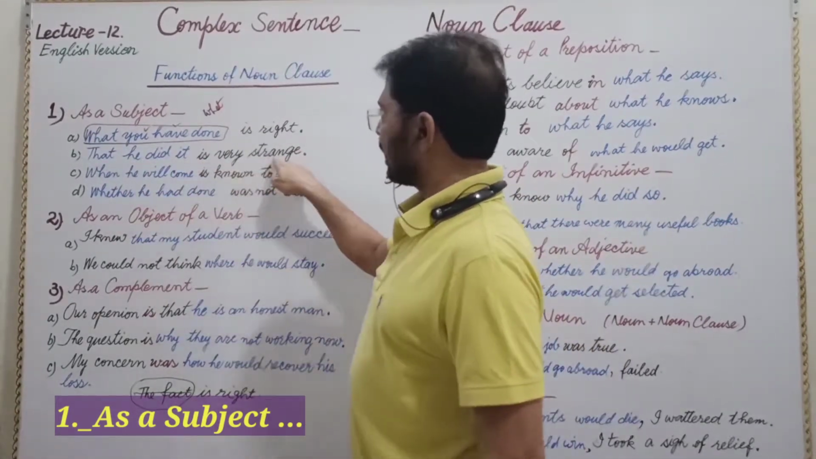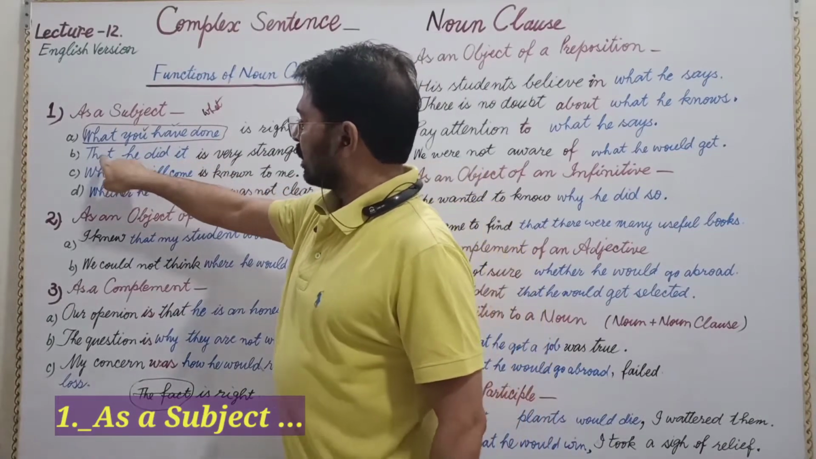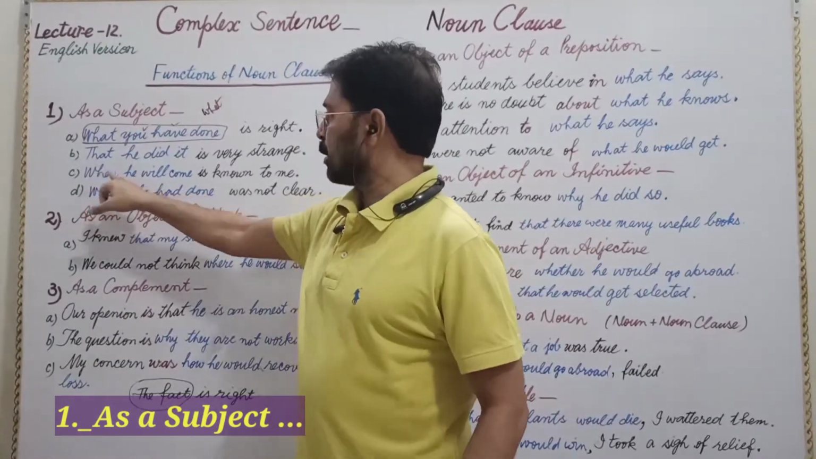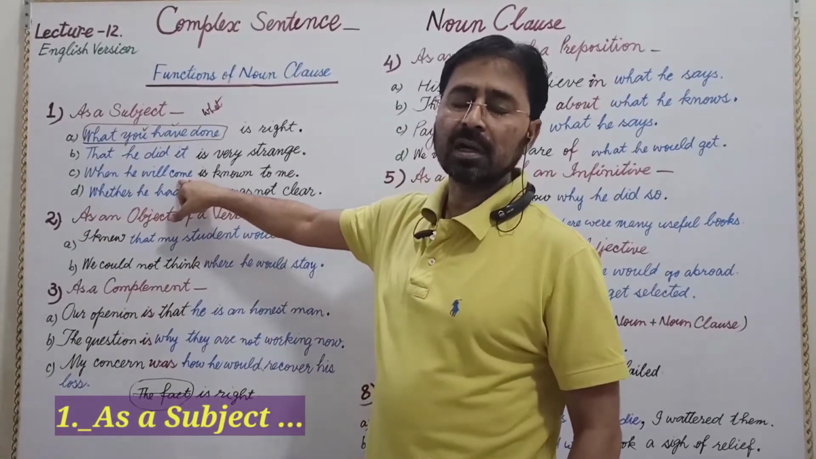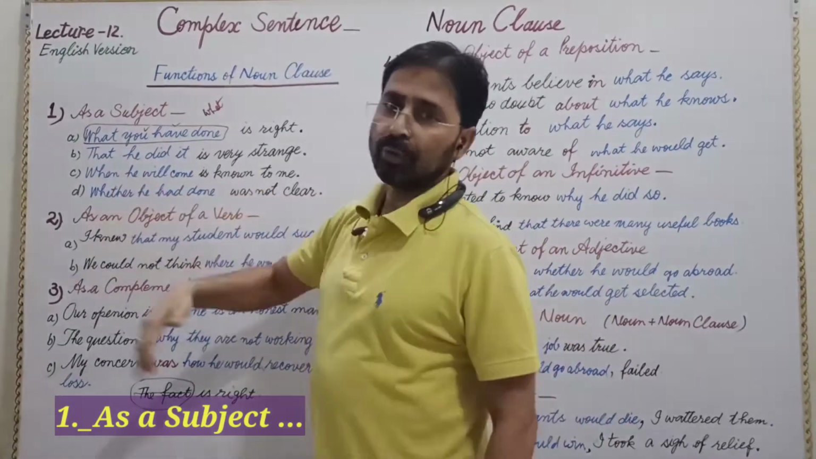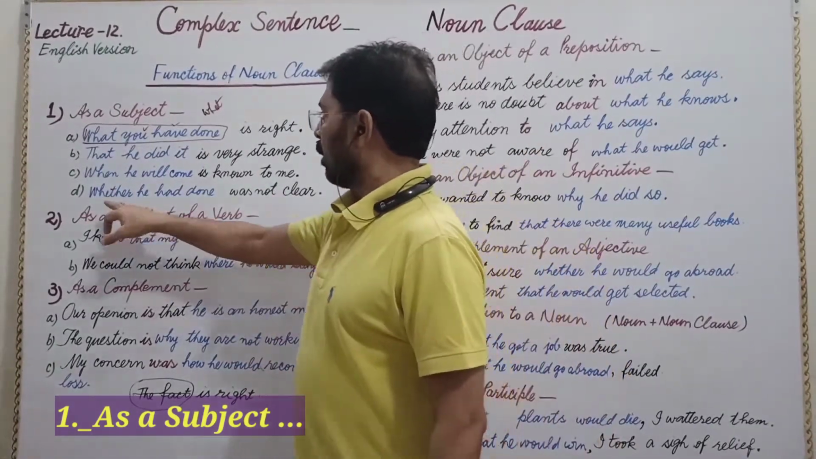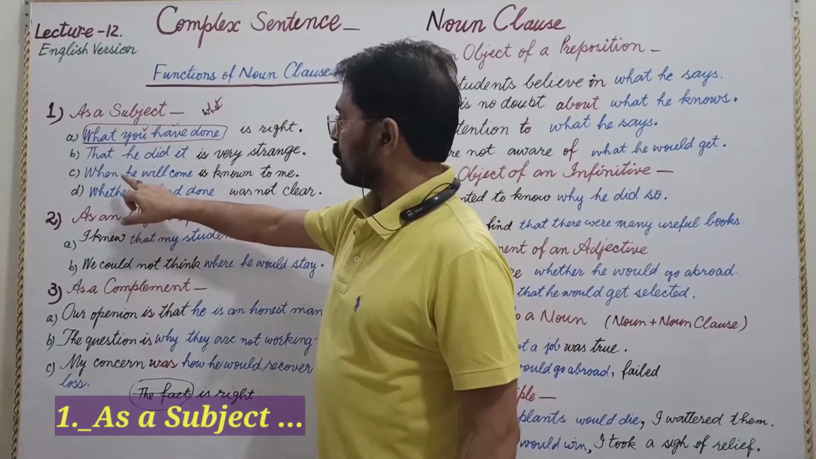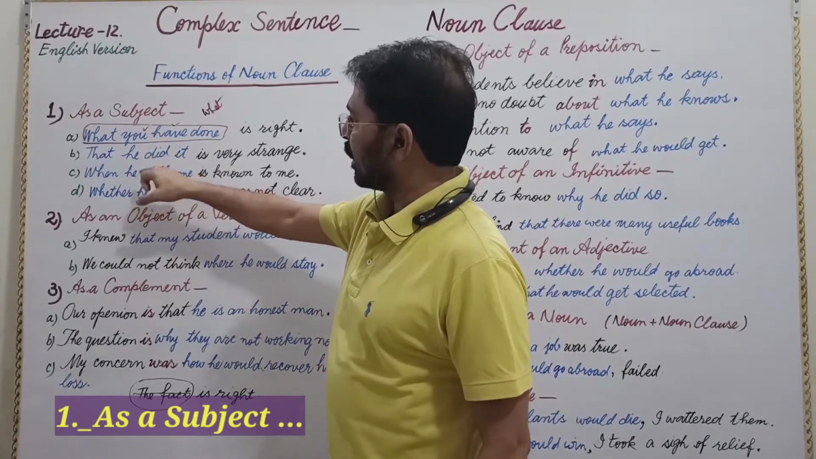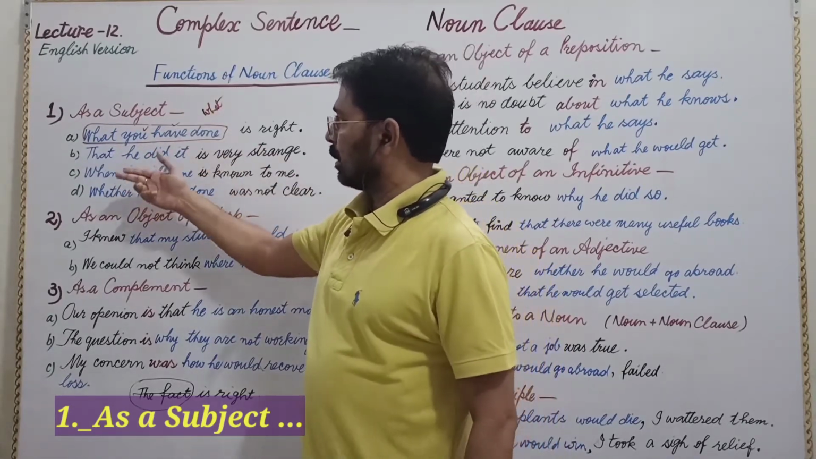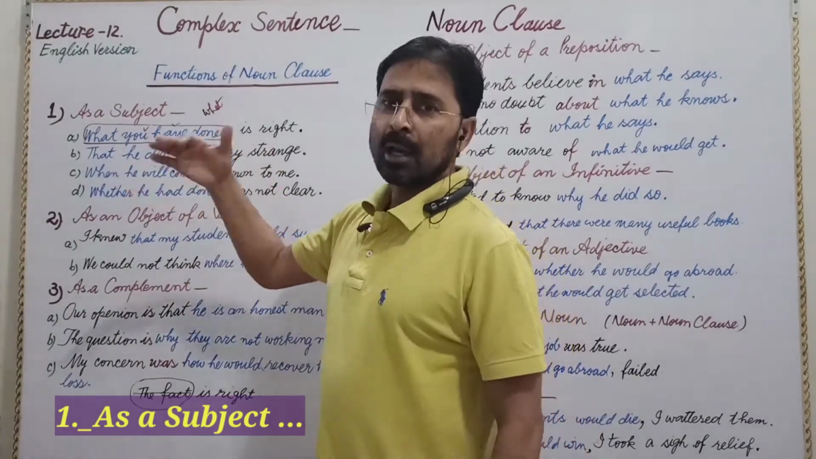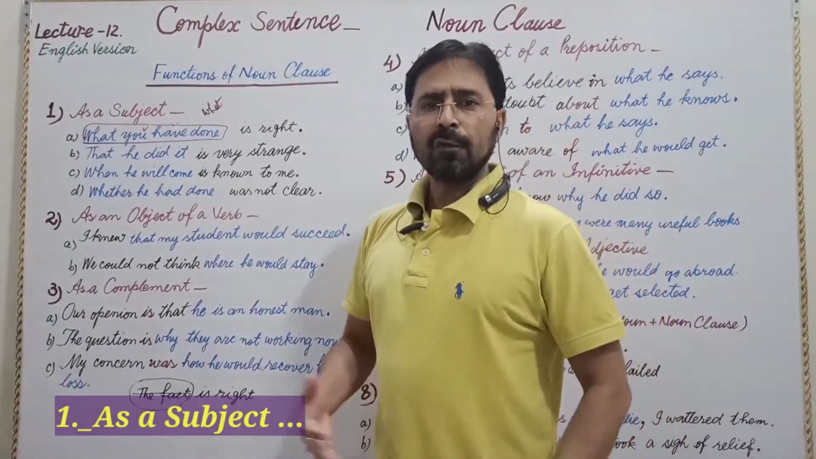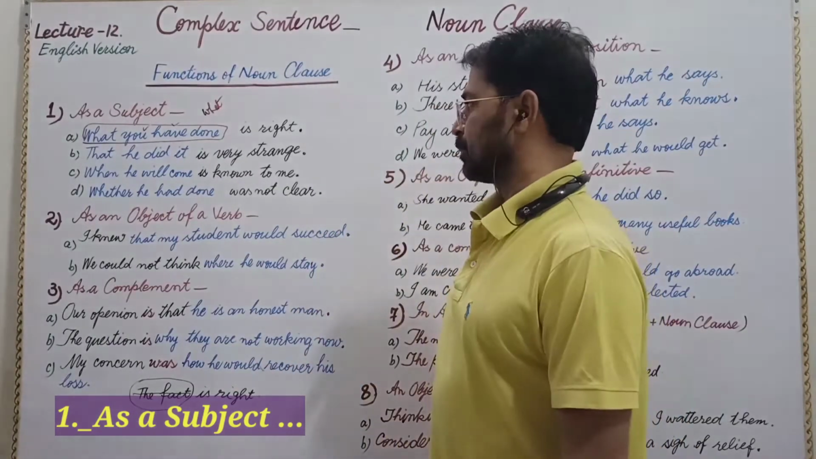"That he did it is very strange." In the same way you can see here, this may be in an assertive form. Whether you use a question or an assertive sentence, you follow the structure of an assertive sentence here, and this is a noun clause, and you can say it is basically a subordinate clause. "Whether he had done it was not clear." This is a subordinate clause, this one is also a subordinate clause. These blue parts are subordinate clauses known as noun clauses, and they are used as a subject here. I think it is clear. If you have any query, you can write in your comment section.